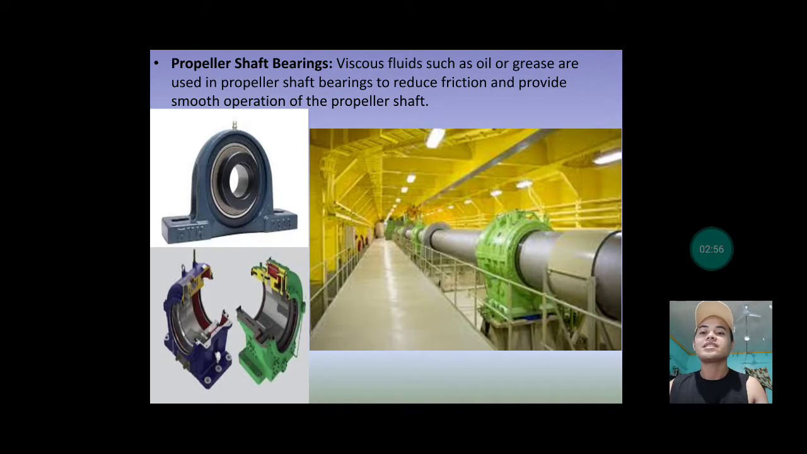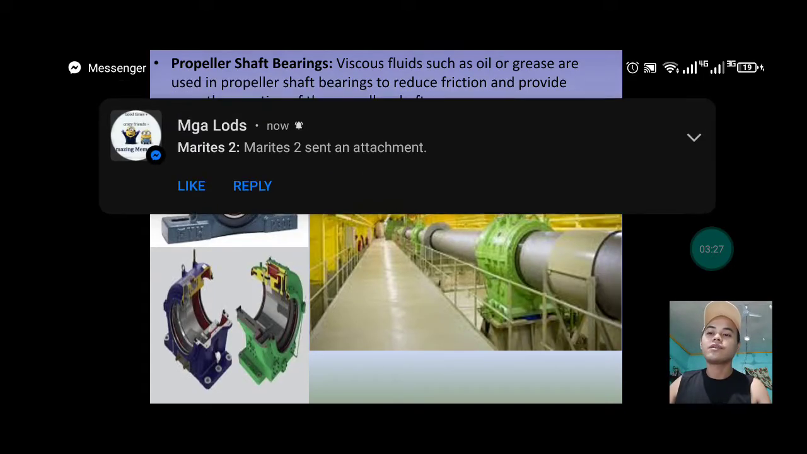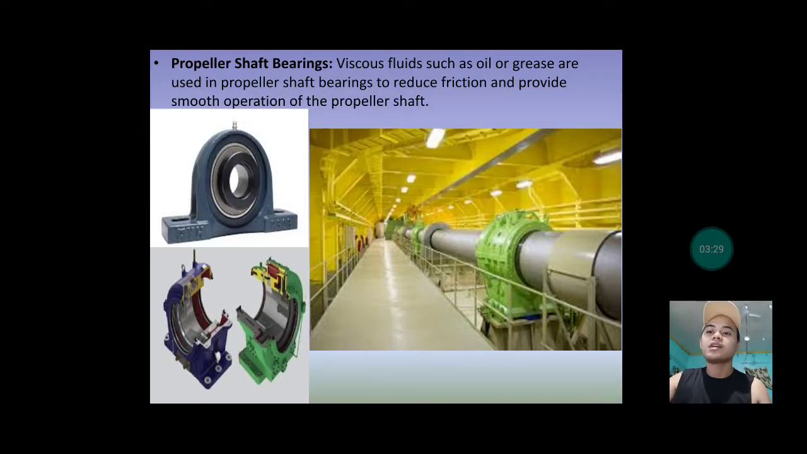So to prevent sagging of the propeller shaft, you have shaft bearings that will hold it while keeping it upright, parallel with the engine and the propeller. And when it's rotating, the bearings will also hold the shaft while it's moving. Since shaft bearings need lubrication, it is very important to have the right viscosity for the lubrication of our shaft bearings.